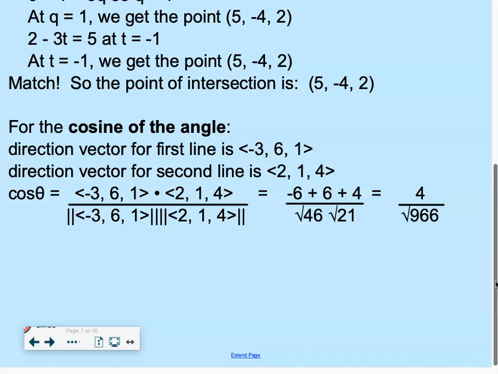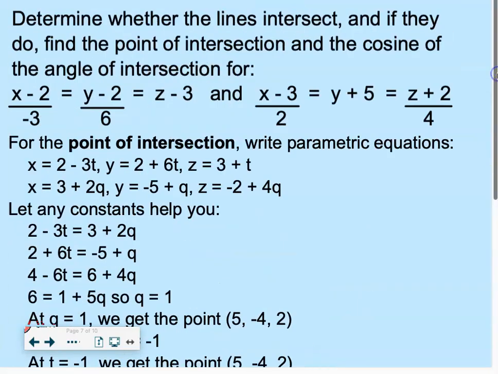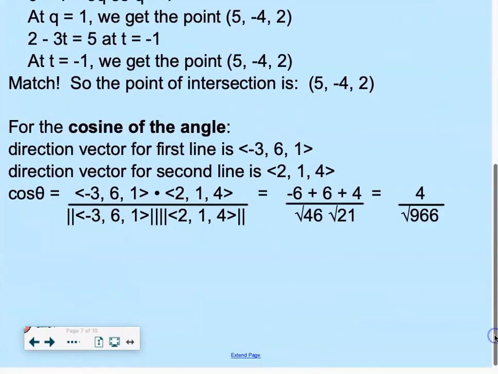Yes, Jack? To get the direction vectors, I just looked at the original equation: (-3, 6, 1) and (2, 1, 4). I didn't use the intersection point at all. All you need are the direction vectors to find the angle between them. You don't need a point at all.